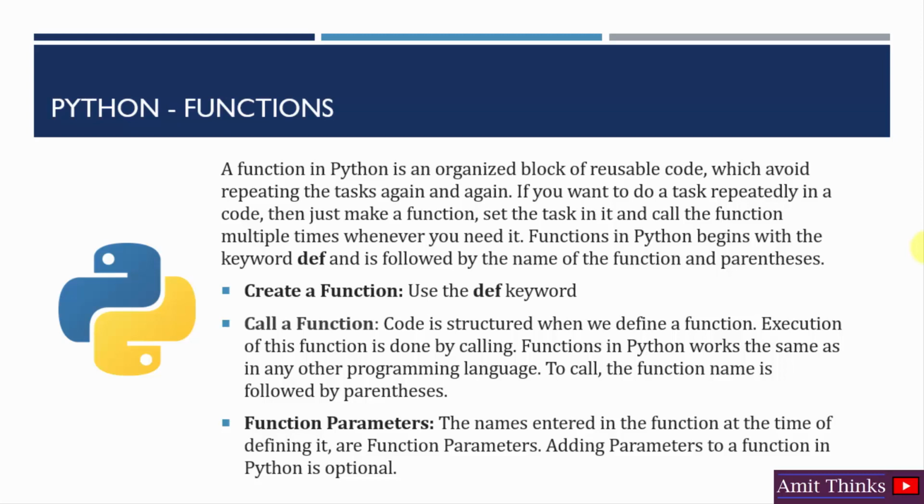A function in Python should begin with the keyword def. Here it is. Then it is followed by the name of the function and parentheses. So at first we will see how we can create a function. Then we will see how to call a function. With that we will also see how to add parameters to a function. Okay, let's begin.